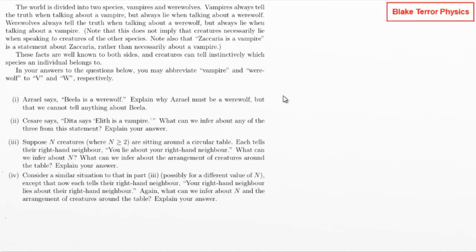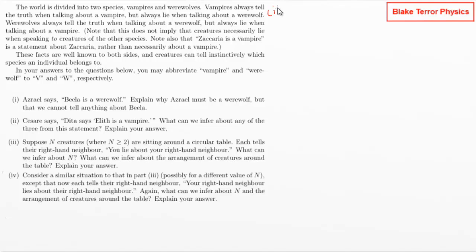In your answers to the questions below, you may abbreviate vampire and werewolf to V and W respectively. Well, we'll probably do that anyway. Right, so A says B is a werewolf. Explain why A must be a werewolf, but we can tell nothing about B.